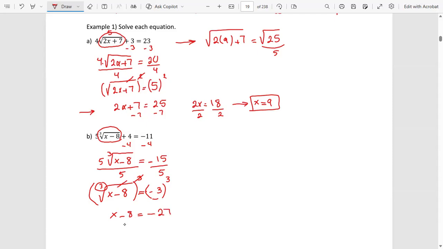And then we have to isolate the x. Add 8 to both sides, and we get x, which is equal to negative 19.